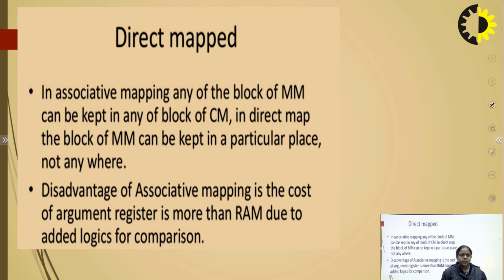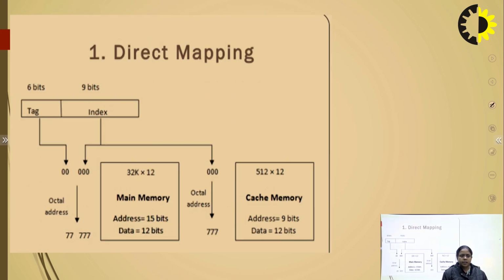Fine. Next, direct mapping. Because these are all disadvantages, since the associative register is costly and matching logic is costly in the case of associative mapping, we need another mapping scheme, which is known as the direct mapping scheme. So what is a direct mapping scheme? You can see here in this diagram.